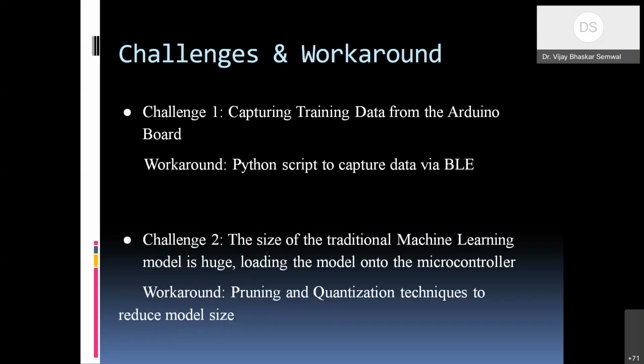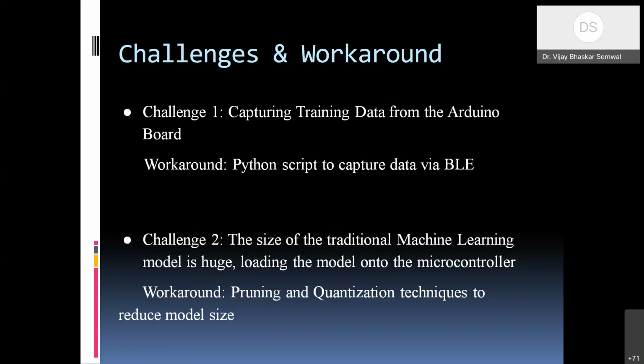The challenge which we have encountered during this implementation: first, once we are sensing data through these 9 sensors, how to capture training data through this Arduino board. For this, a small Python script was written, which I will share with you, by which you can directly sense the data and store it in an Excel sheet.